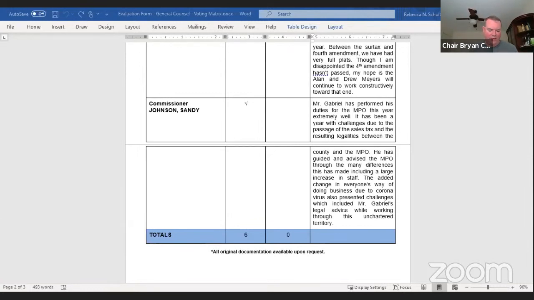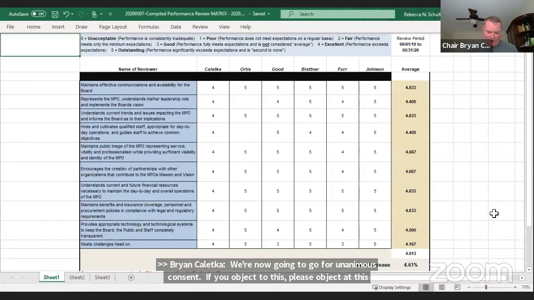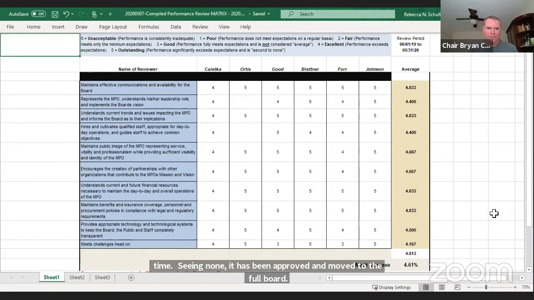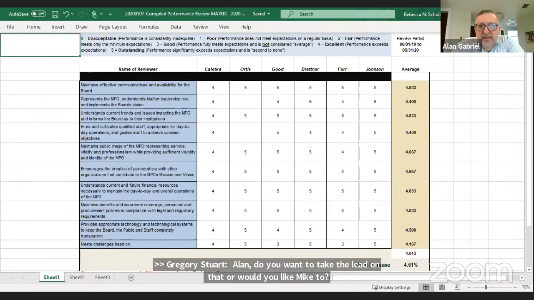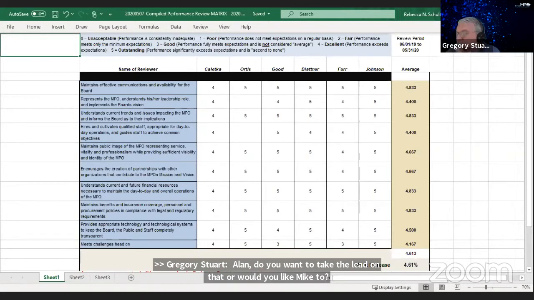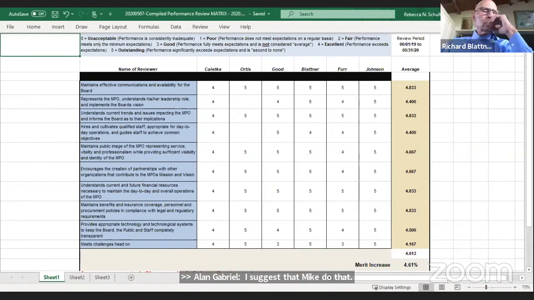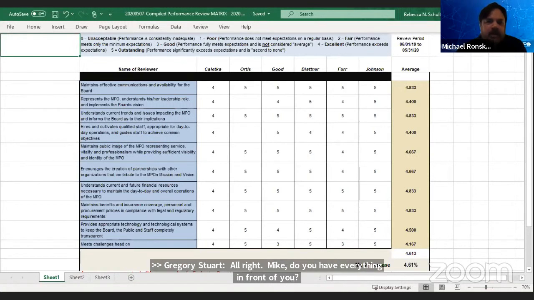Now we have the executive director's evaluation. Alan, do you want to take the lead on that, or would you like Mike to take the lead? I can do it, but I suggest that Mike do that. All right. Mike, do you have everything in front of you? Yeah, I have it from what Rebecca has up on the screen here. Okay. We can go over.